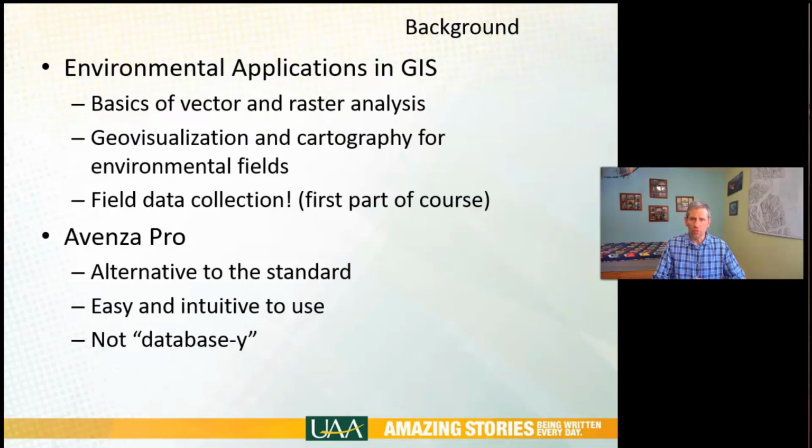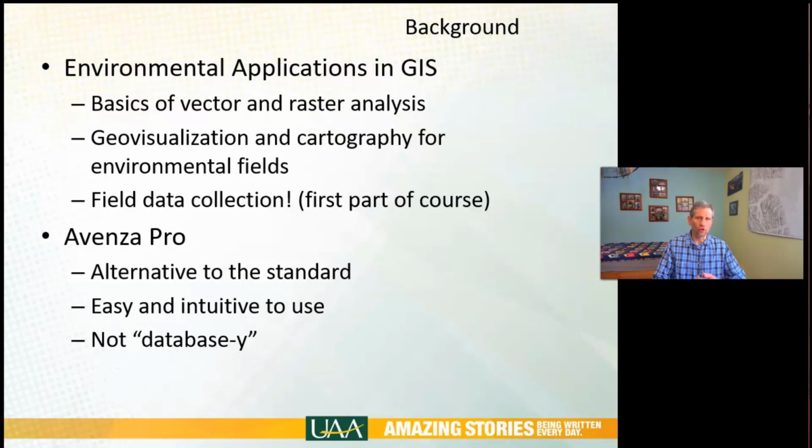In addition, one thing they get in this course that they don't get in any other course in the university is field data collection. And this is always in the very first part of the course, and so even students with a lot of GIS experience have generally not done very much of this unless they've done something like an internship or had a summer job where they had the opportunity to do that. This is, of course, where I use Avenza Pro.